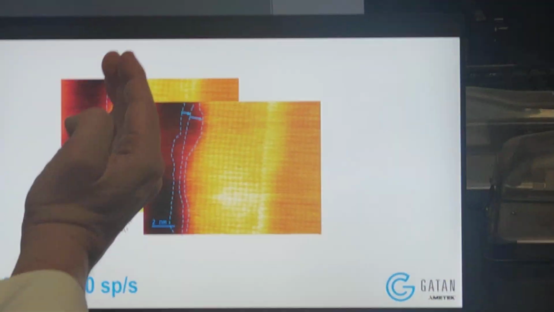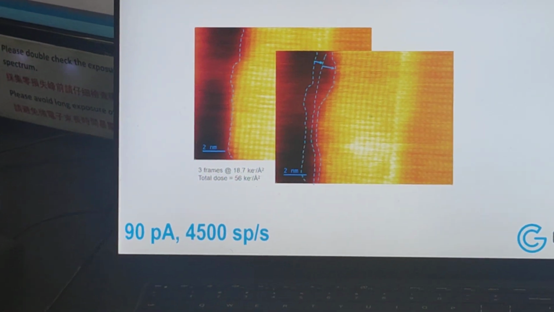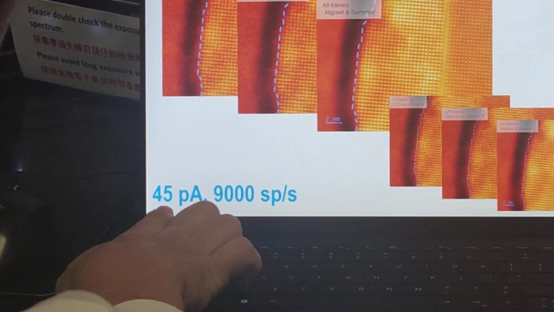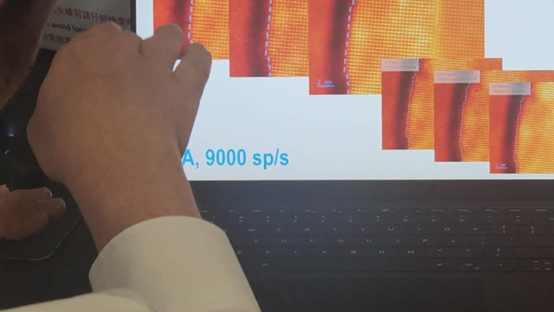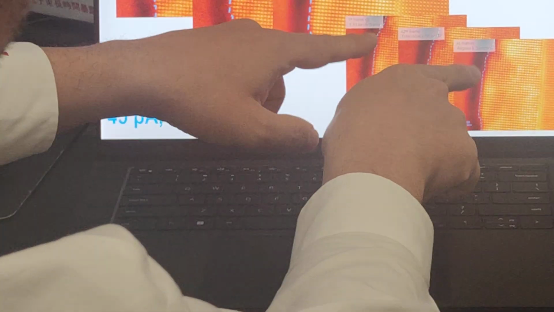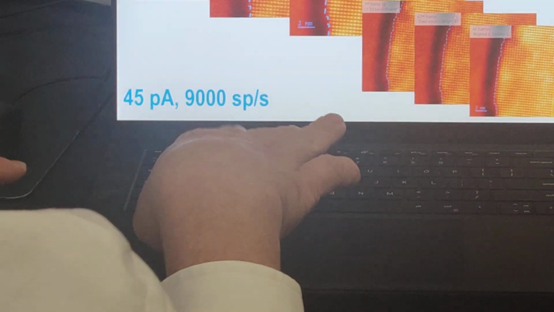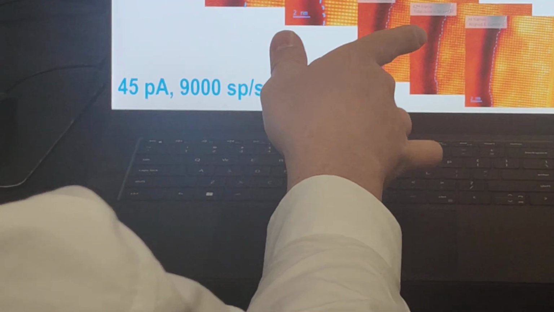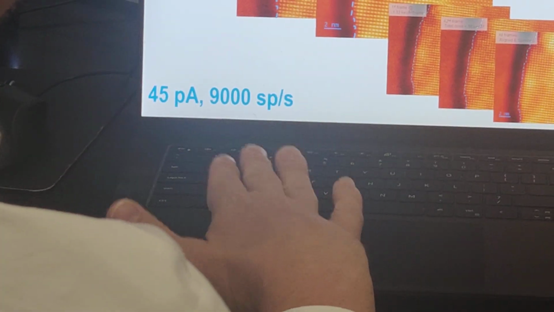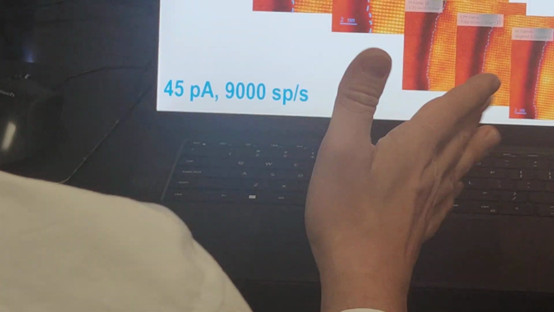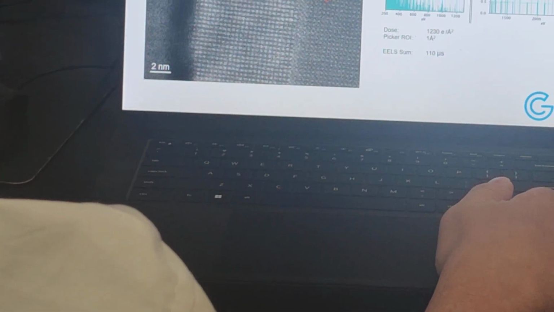But at 90 picoamps at this rate, we were destroying the film. But at 45, so half the current, double the speed, the thing isn't damaged. So this is dose rate dependent damage. Exactly. Once you're below that damage threshold for dose rate, it's like wow, this thing is great. Absolutely.